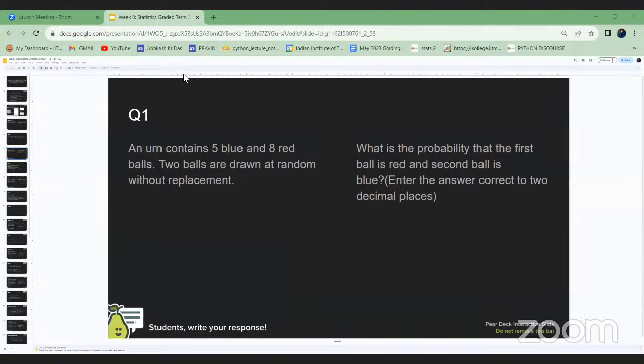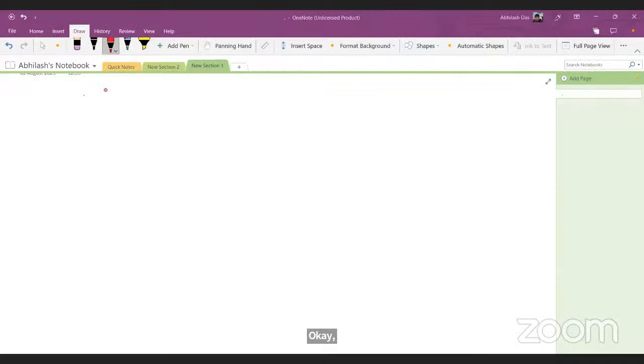Do you need more time or should we discuss this question? Discuss. Okay. So it says an urn contains 5 blue balls and 8 red balls. 2 balls are drawn at random without replacement. What is the probability that the first ball is red and the second ball is blue? Can you see my board right now? No. Okay, can you see it now? Yes, sir.